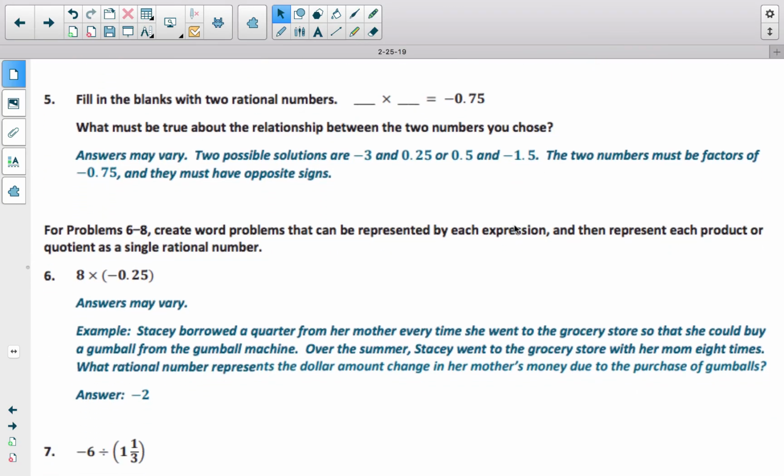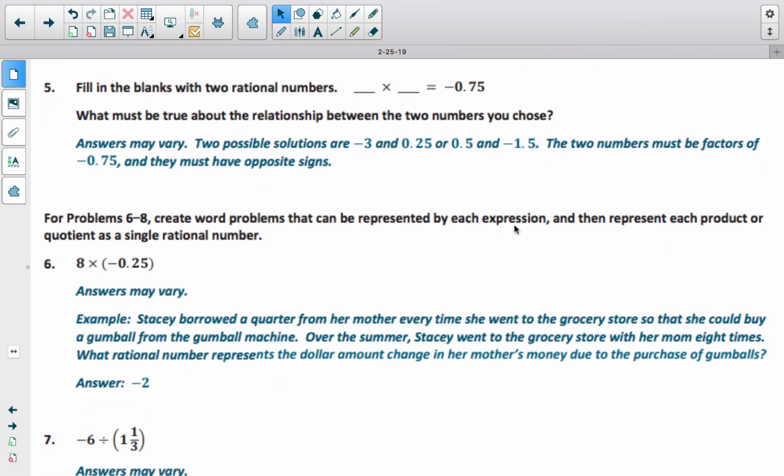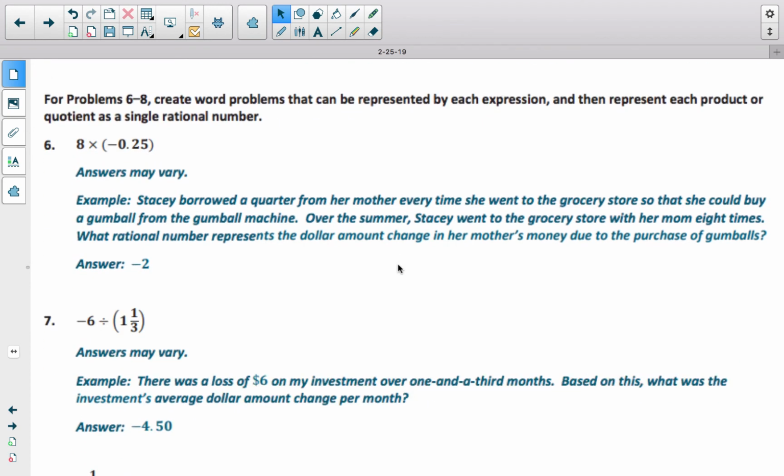For 5, your answer once again may vary. I did negative 3 and a quarter and a half and negative 1.5. The 2 numbers should be factors of negative 3/4 and should have opposite signs. So just make sure whatever numbers you put in there fit that bill. Because the product is negative, your 2 numbers should for sure have different signs.